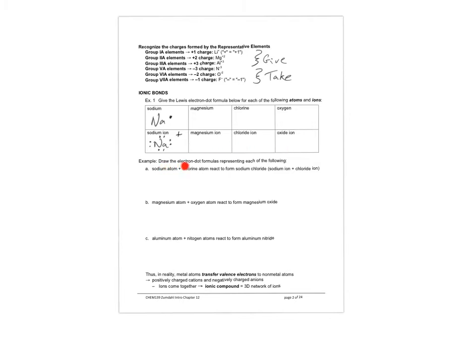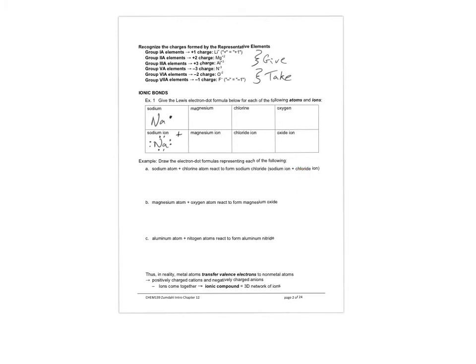And then it says, draw the electron dot formulas representing each of the following. Sodium atom and chlorine atom react with each other to form sodium chloride. You've done that over the last couple pages, so you should be able to do it. Do the sodium atom here, do the chlorine atom here, however many electrons it is. I think I did chlorine for you a little earlier in the video. So the chlorine atom reacts to form sodium chloride, and these are the sodium ion and chlorine ion together.